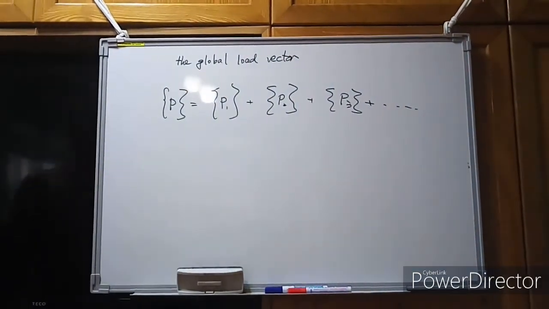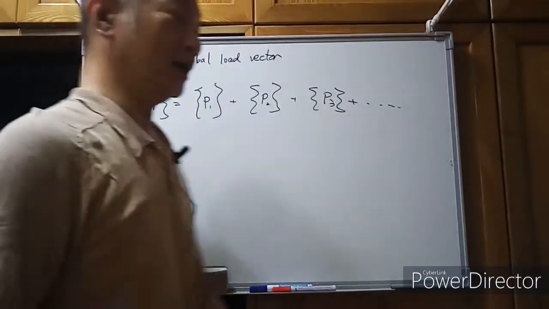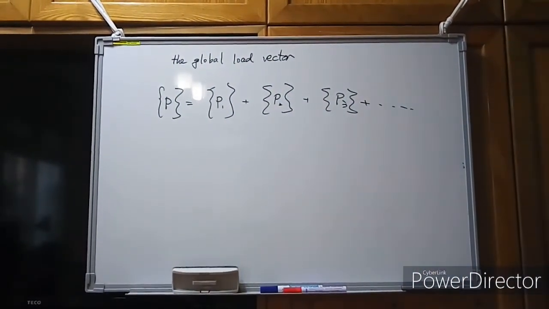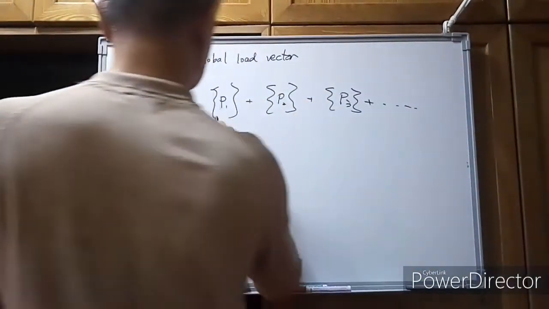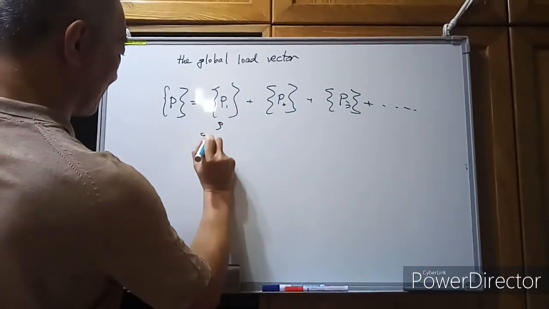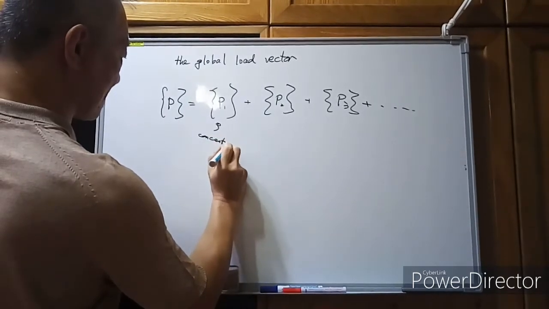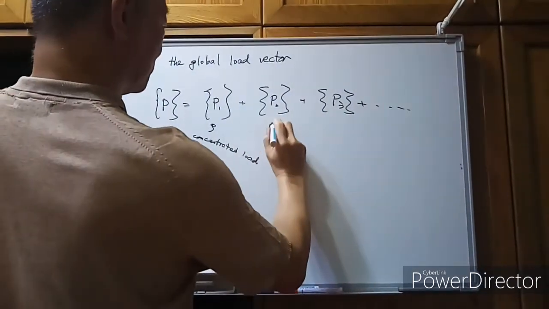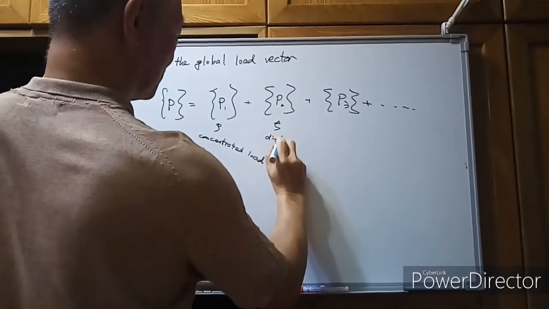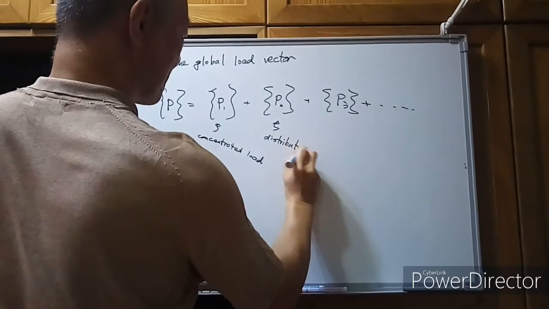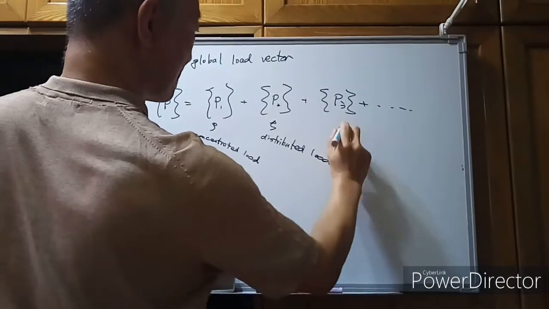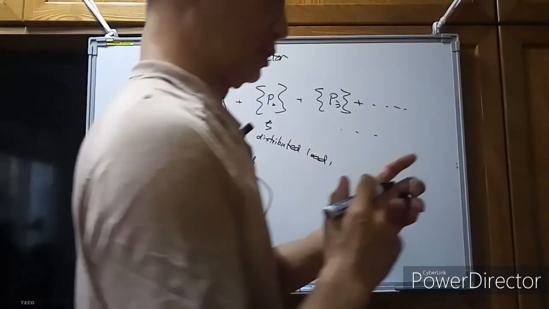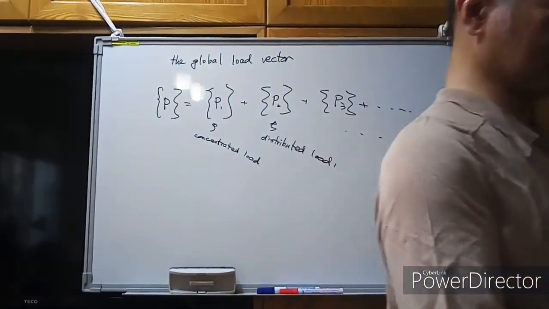Okay, the global vector could include several sources which will contribute to the final load vector. For the first one, it could be the concentrated load. And also, they could be part of the distributed load. Okay, and we need to combine all the contributions, no matter where the load vector comes from.